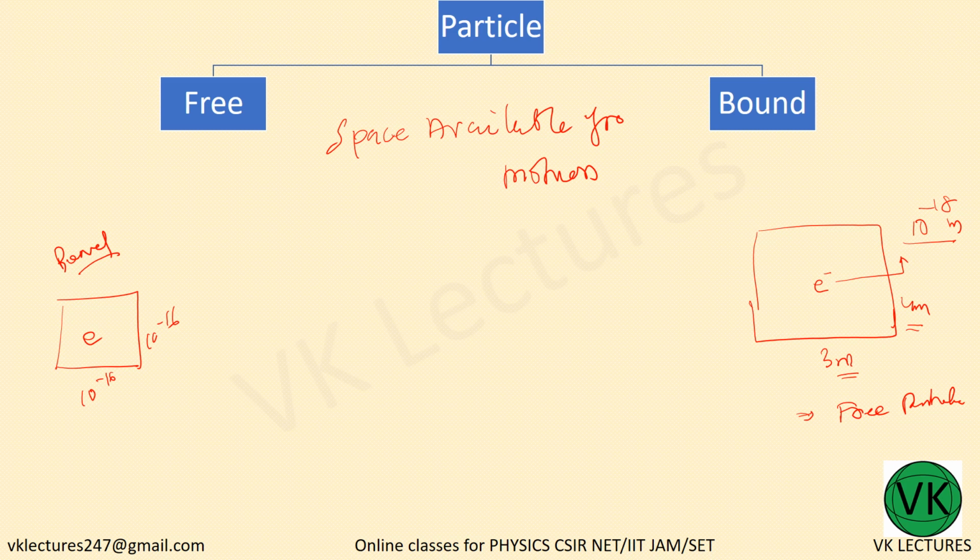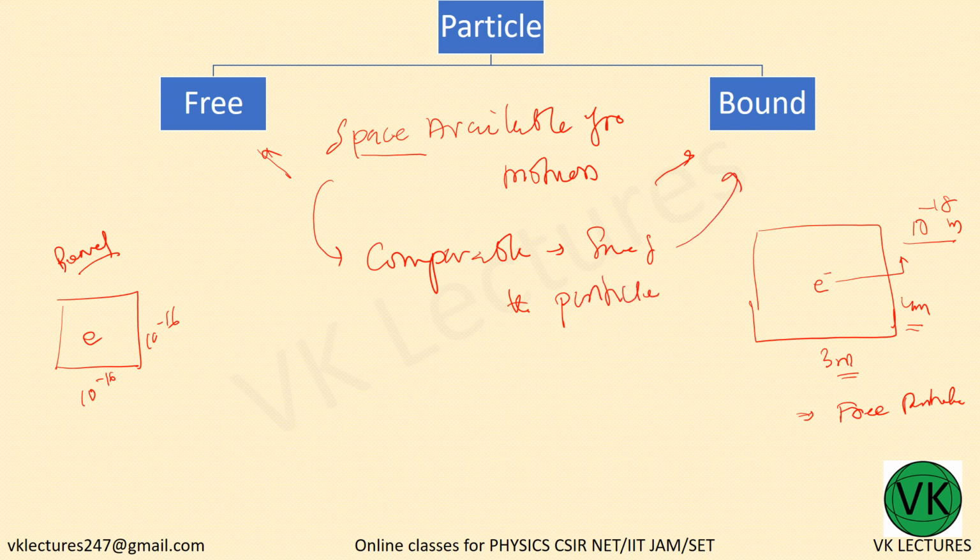What you have to say? It depends on the size or the space available for the motion of the particle. So it means you have understood something out of your MSc syllabus. So space available for motion determines whether the particle is free or bound. If the space available for the motion of the particle is comparable to the size of the particle, then this is a bound particle. If it is not, that is a free.